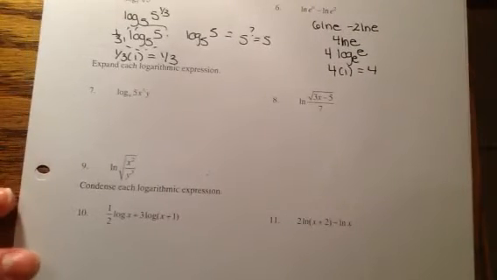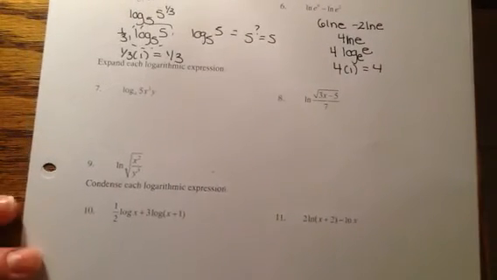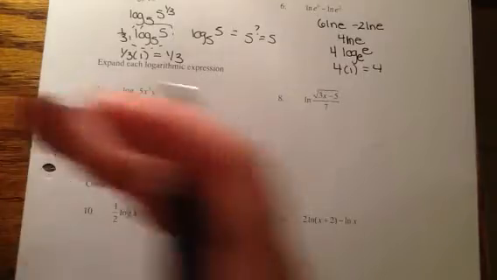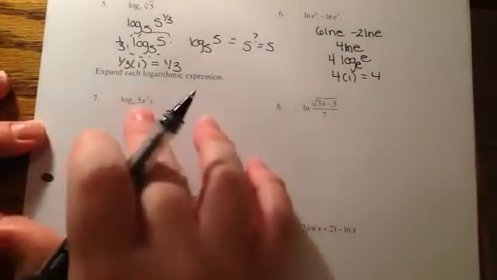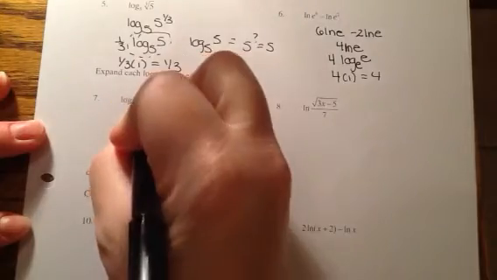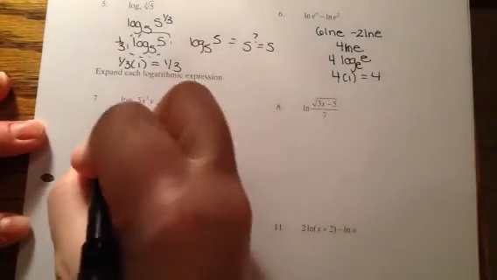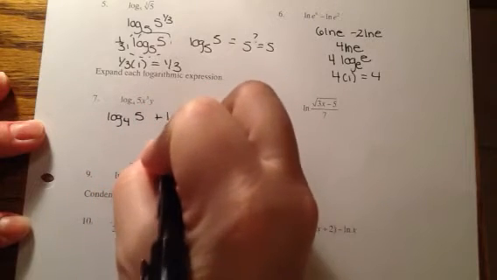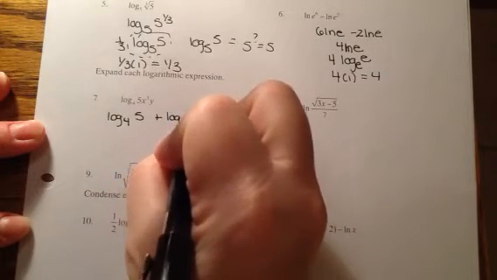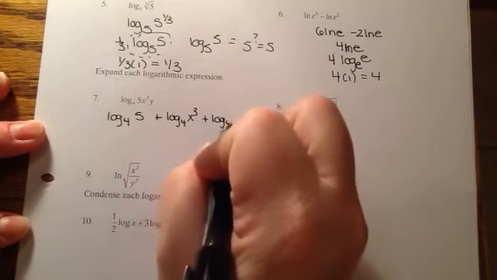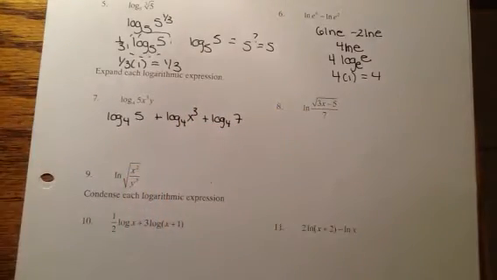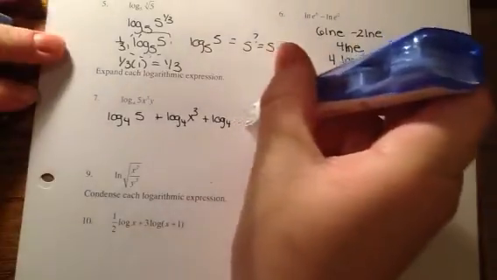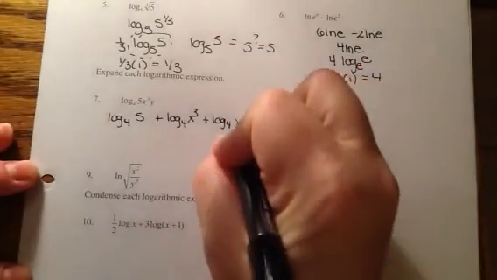Okay, so now 7, 8, and 9 say to expand, which means you're going to take this nice, pretty little itty-bitty logarithm and make it nice and big. So what that means is I'm going to have to use all of my rules. So first of all, I'm multiplying all of those together, so I'm going to end up adding. So I'm going to have log base 4 of 5 plus log base 4 of x cubed plus log base 4 of 7, sorry, should be log base 4 of y.